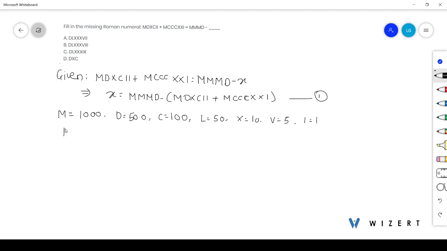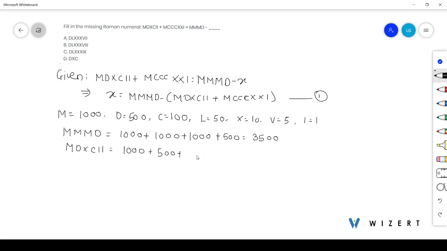So let us find first triple MD equals 1000 plus 1000 plus 1000 plus D means 500. So it is 3500. Then MDXCII is M is 1000 plus D is 500.